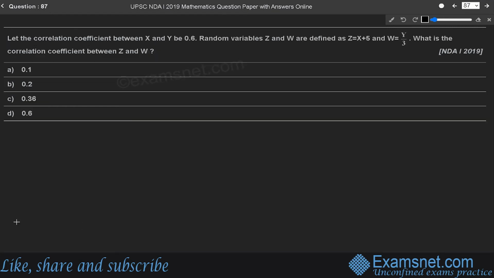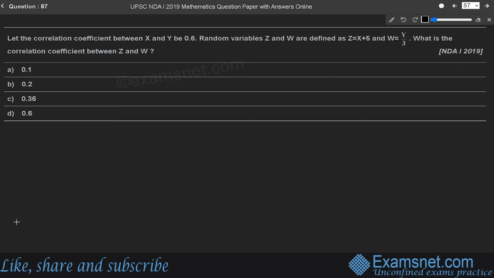Next question is, let the correlation coefficient between x and y be 0.6. Random variables z and w are defined as z is equal to x plus 5 and w is equal to y upon 3. What is the correlation coefficient between z and w? This is a very different question, and questions related to this always come in the exam. It came back in 2017.